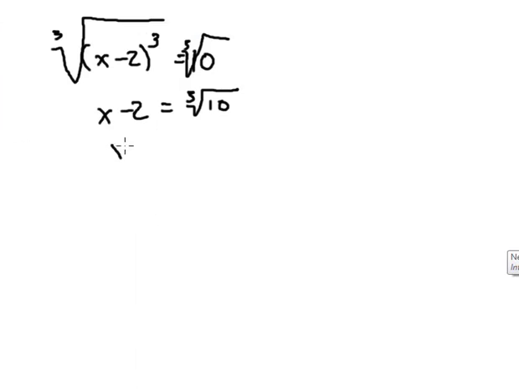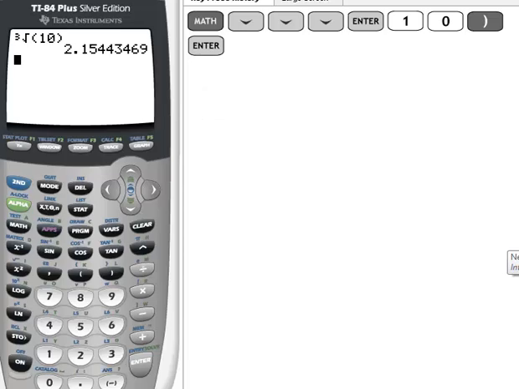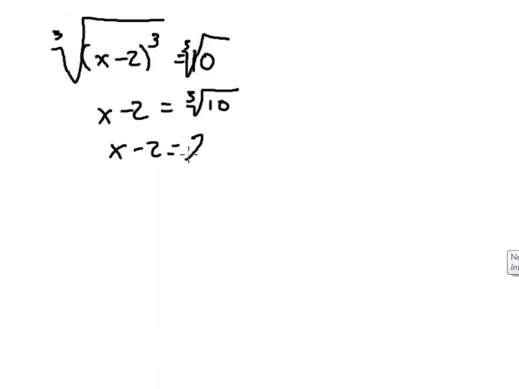And so x minus 2 equals 2.15, approximately. Now to get x, I'll add 2 to both sides, and I get x equals 4.15. Notice that when I took the third root here, I did not put plus or minus, because when you take the odd root, you don't have to do plus or minus. There's just one answer. If this number had been negative, there would be a negative answer. Since it's positive, there's a positive answer.